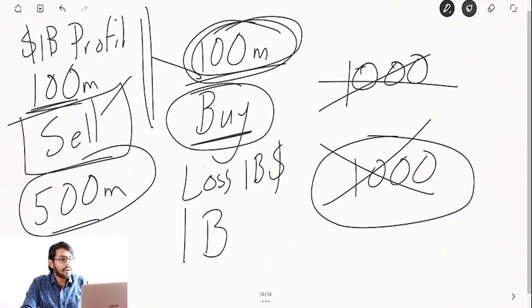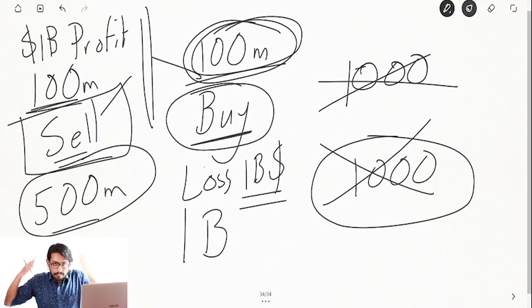Okay. Now what happens? Such a loss occurred. You lost $1 billion. Do you have $1 billion? No, you don't. If you don't have $1 billion, how will the seller get his profit? If you don't pay your loss, how will the seller get his profit? Okay. So then eventually the stock exchange will have to pay. BSE will have to go and pay the seller.